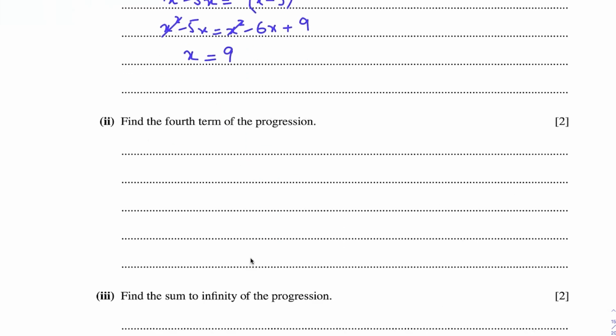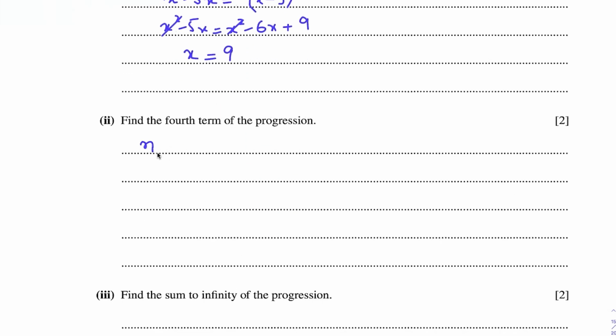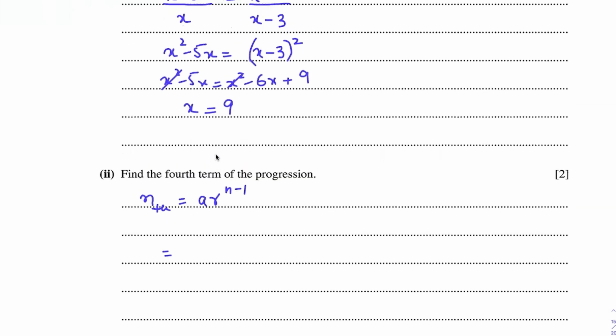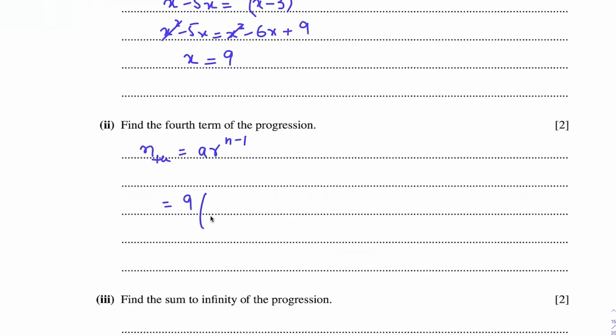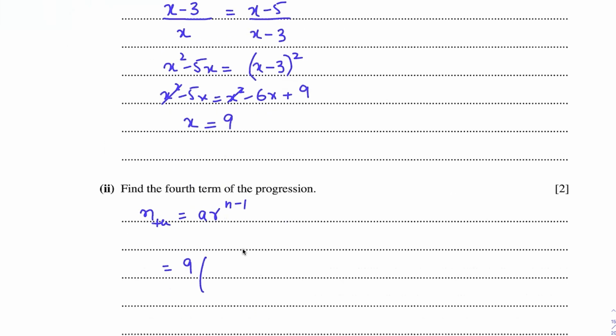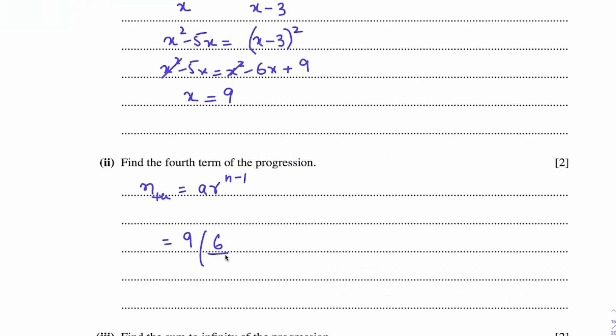In part 2, we have to find the fourth term of the progression. So for a GP, the nth term is given by A R power n minus 1. We know that x is equal to 9, which is also the first term. So A is equal to 9. And the common ratio is x minus 3 upon x. So 9 minus 3 is 6 upon 9. And as it is the fourth term, 4 minus 1 will become 3. Substituting this in the calculator, we get 9 times 6 cube upon 9 cube, which is equal to 2.67.